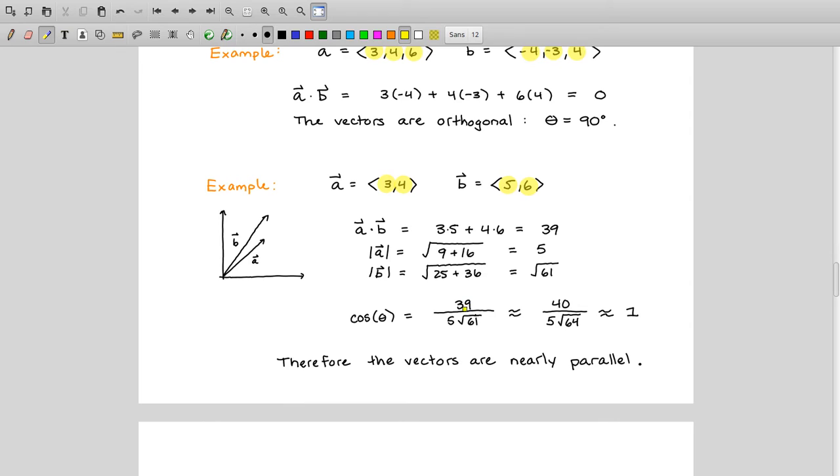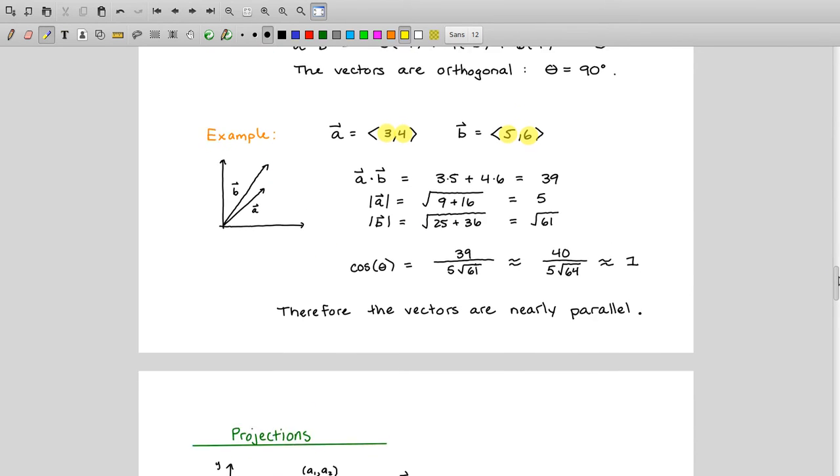We plug that in: 39 over 5 times root 61. We do a little bit of arithmetic, or approximating here, and we get this to be almost 1. 0 is the angle that gives a cosine of 1, and so that tells us these vectors are almost parallel. This wasn't an exact calculation. We could have plugged this into a calculator and used the inverse cosine button to tell us exactly what the angle was. Here we just showed that they're close to parallel, which you can see just from drawing the picture.